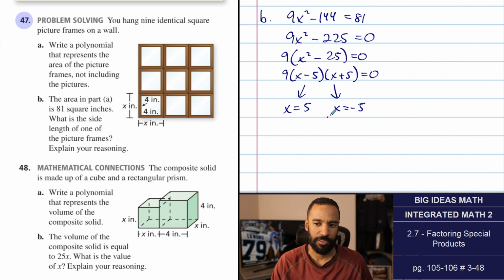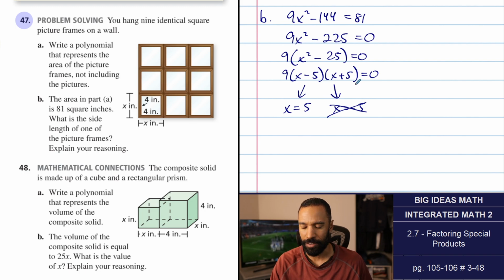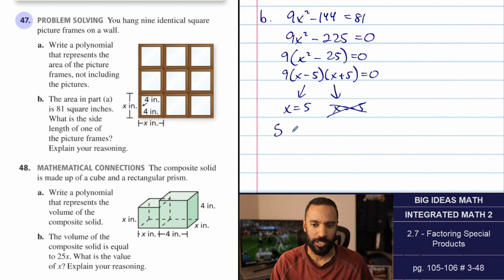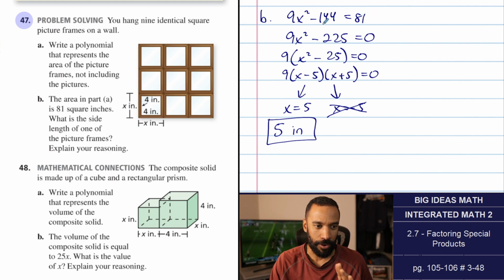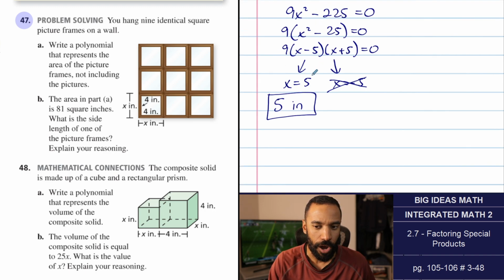But, of course, negative 5 doesn't work for a picture frame length kind of thing. So x equals 5 works. They ask, what is the length of one of your picture frames? What is an x? 5 inches. Explain your reasoning, because the math. Set it equal to 81 for all 9 areas. The area in part A for all of them is 81.